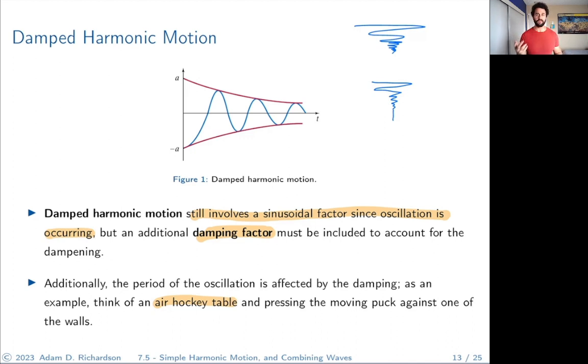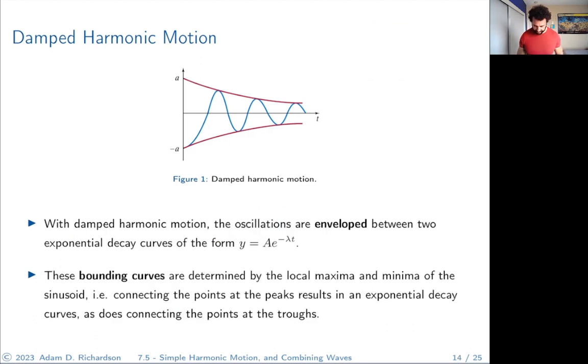So this is a good example of what we would like to describe. How can we describe such behavior? How can we describe something where there's an oscillation, but there's also a dampening factor involved? Well, this is how we're going to do it. When you have damped harmonic motion, the oscillations are enveloped between two exponential decay curves of this form right here.